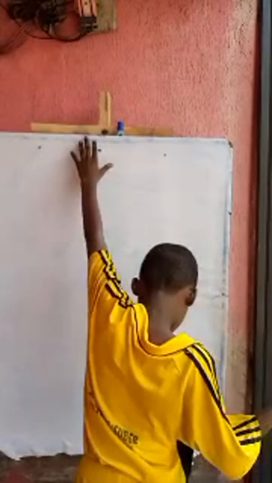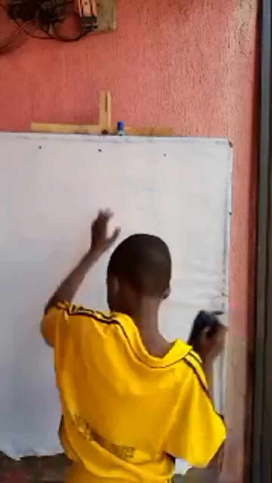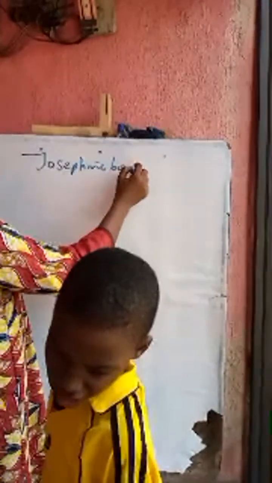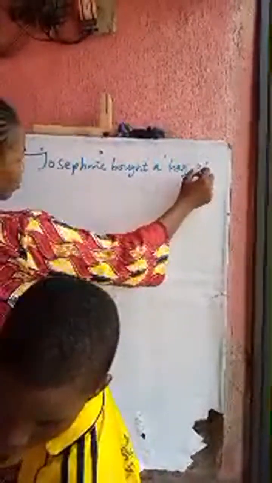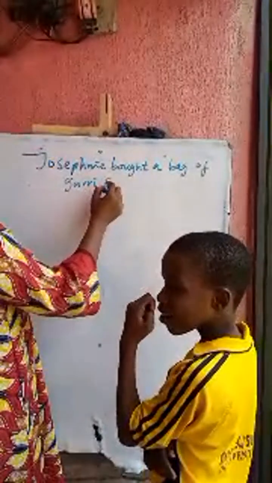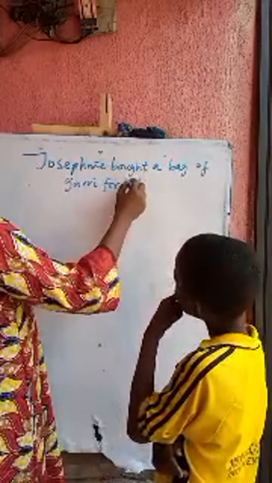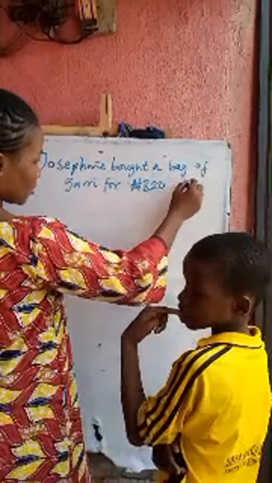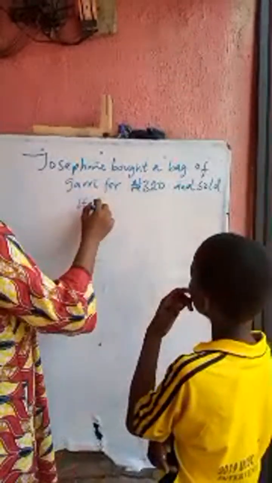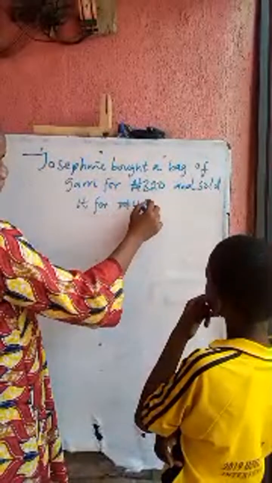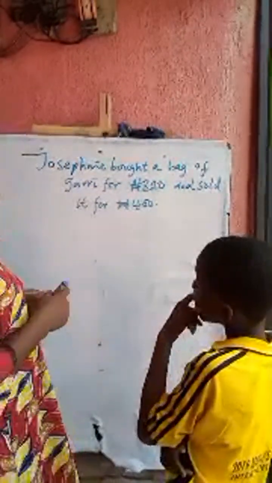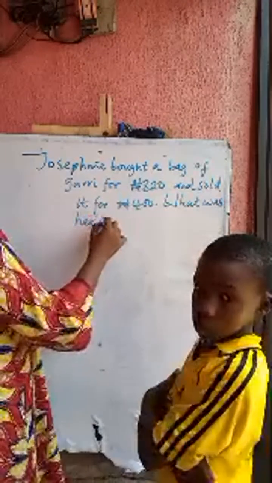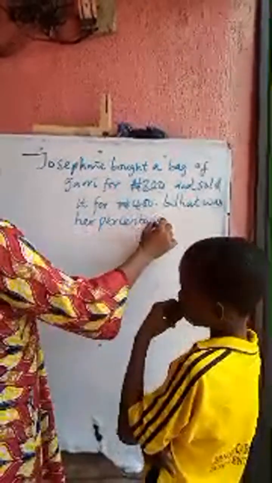Okay, the next question says: Josephine bought a bag of garri for 320 naira and sold it for 400 naira. What was her percentage profit?